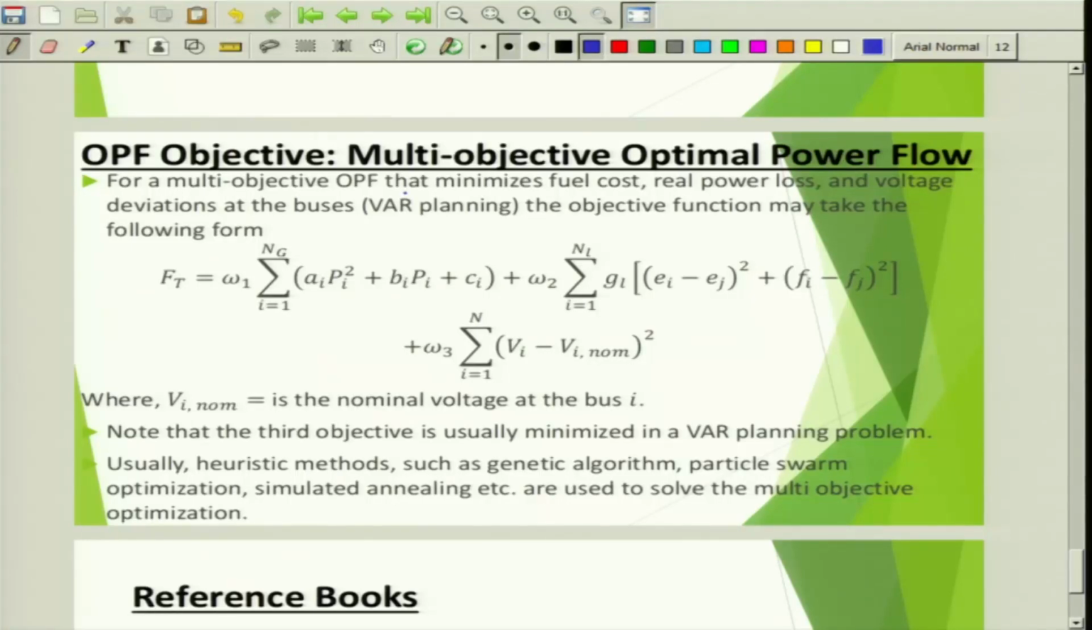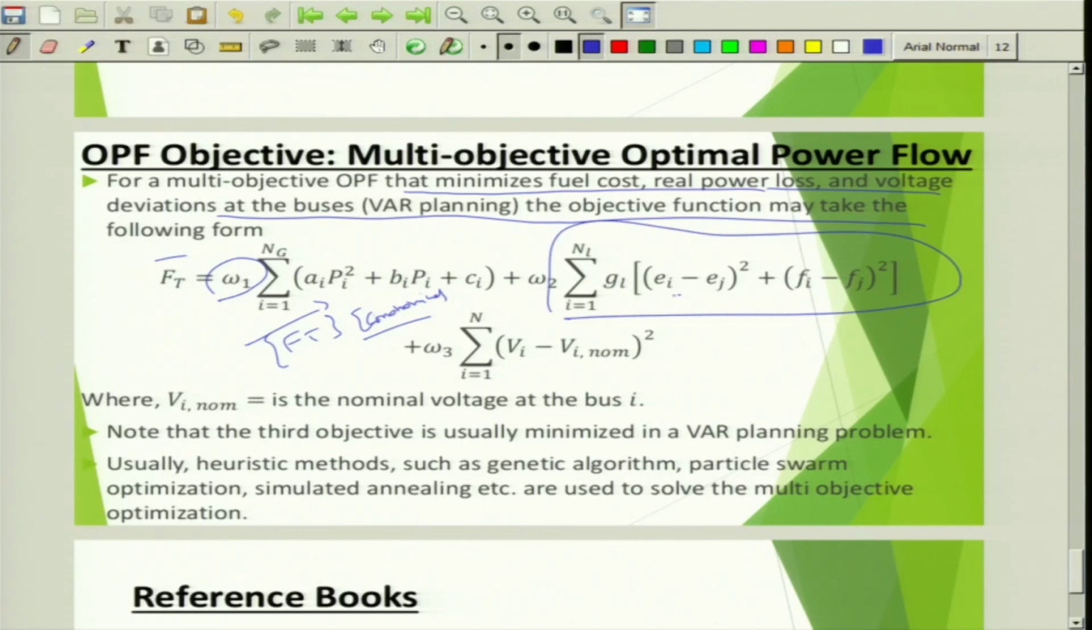So for a multi-objective OPF that minimizes fuel cost, real power loss and voltage deviations at the buses, the objective function may take the following form. So this is what we were discussing. Weightage 1 is associated with fuel economy, the economical objective function. Here this is V square; if you remember, in the previous class we expressed it in rectangular and polar forms, real part and imaginary part, and this is V square into conductance. This is nothing but power loss, minimize the power loss, and this represents voltage limits.